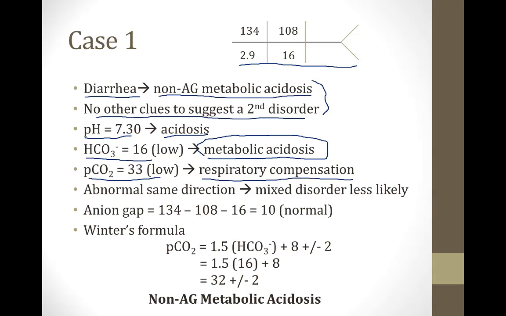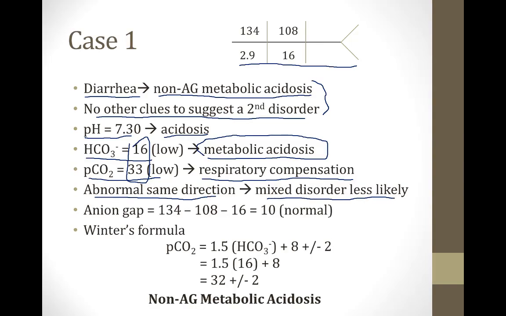When both are abnormal in the same direction, meaning both are low or both are high, it's very unlikely you have a mixed respiratory and metabolic disorder. Because when you have a mixed respiratory and metabolic disorder, the numbers go in the opposite direction. For example, a low bicarb and a high PCO2 or vice versa. So here both numbers are abnormal in the same direction. They're both low, so a mixed disorder is unlikely.